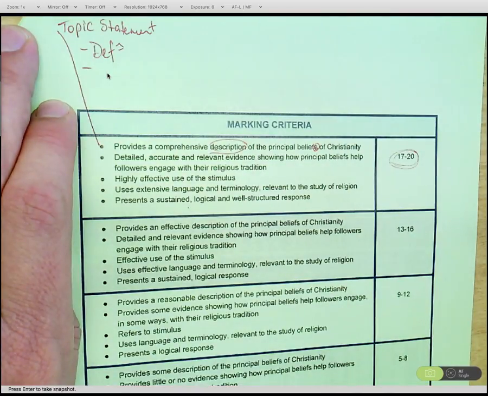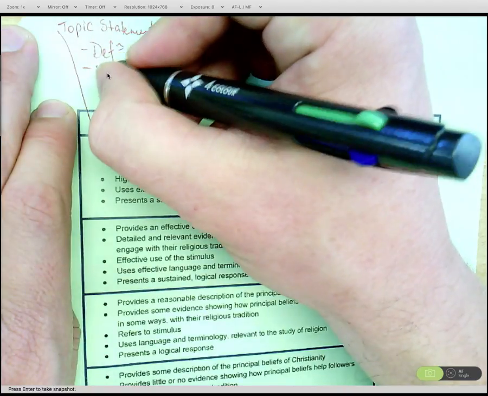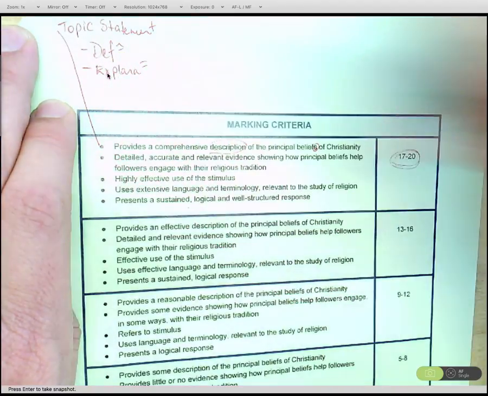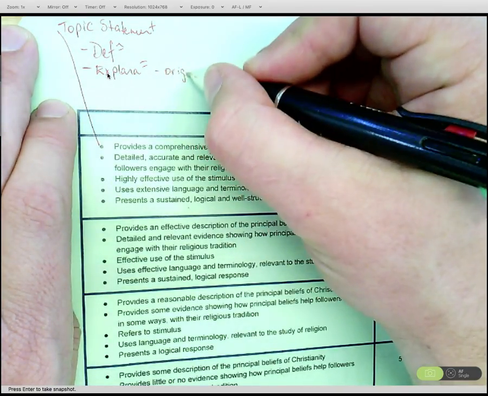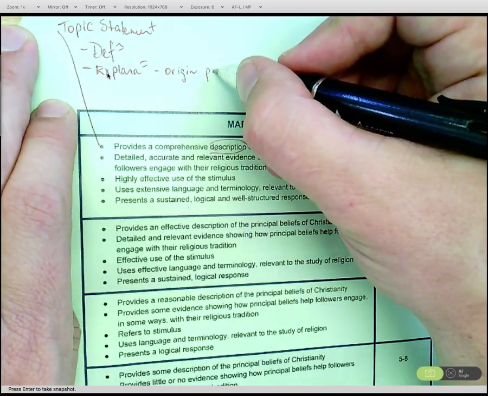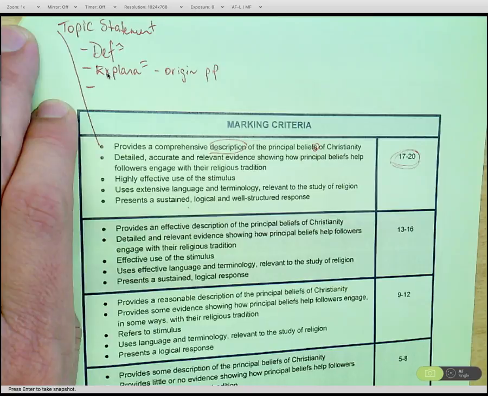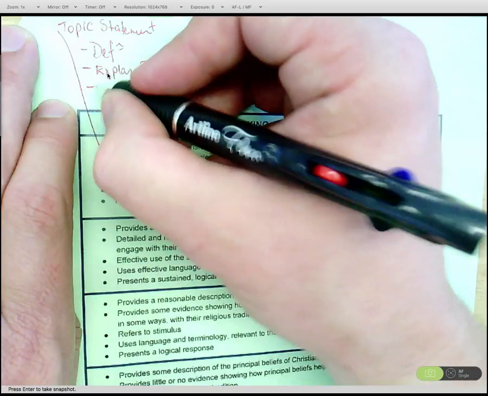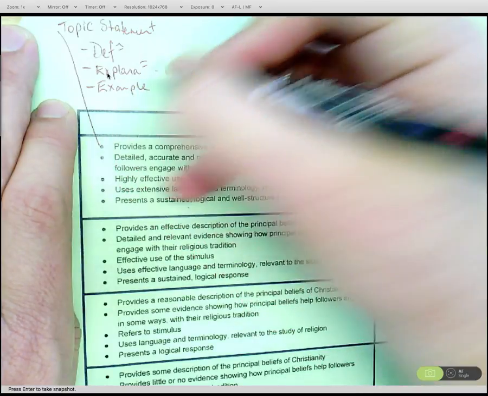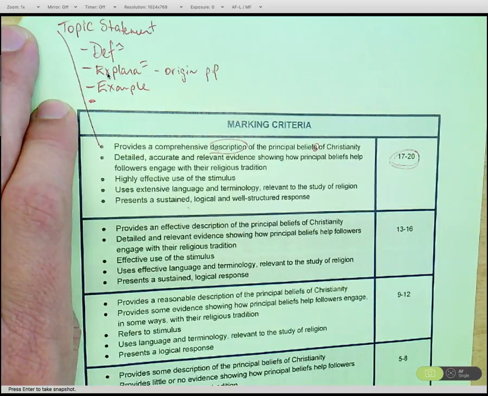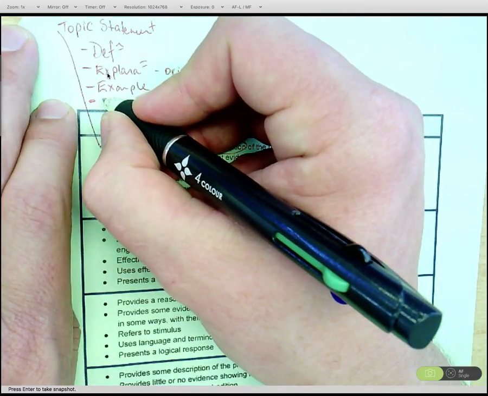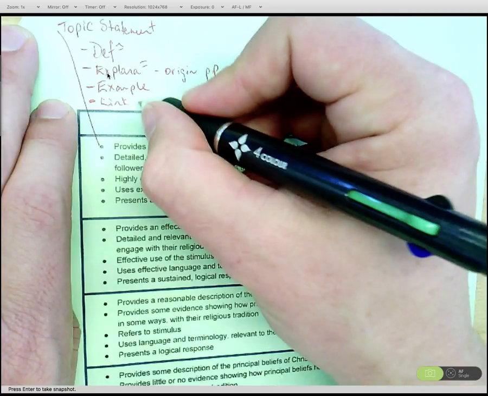What else are we going to need if we provide a comprehensive description of it? What's the next D? All right. So give an explanation of it, and this is where we would potentially talk about it in terms of its origin and how it's used in the past and the present. What else could we do to show we've got comprehensive? Exactly, an example of where this is lived out. And then what would help showing that we have a good understanding of it? All right, we definitely have to link it back to the question.